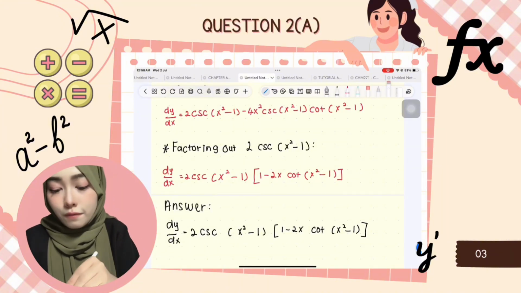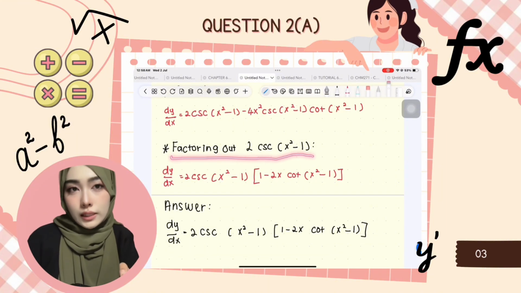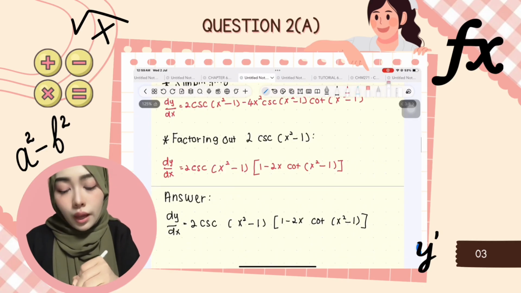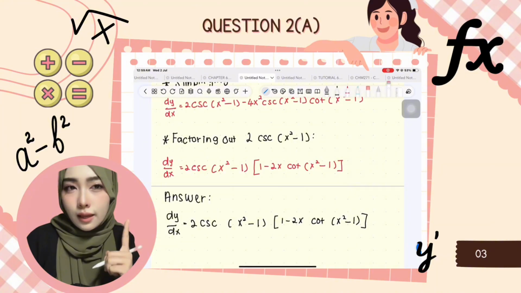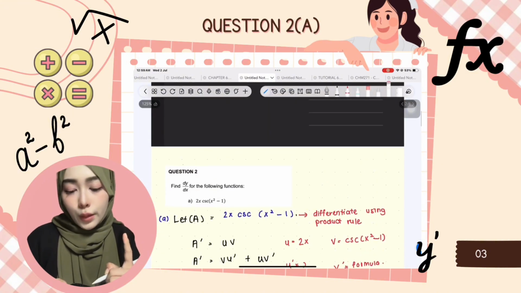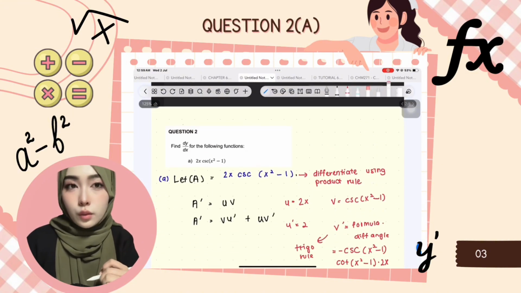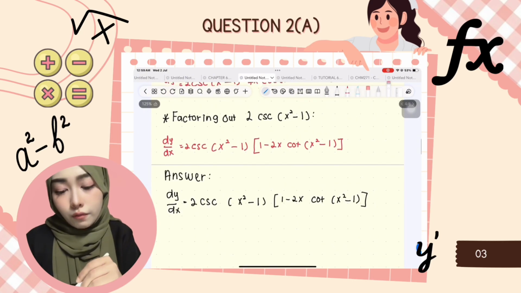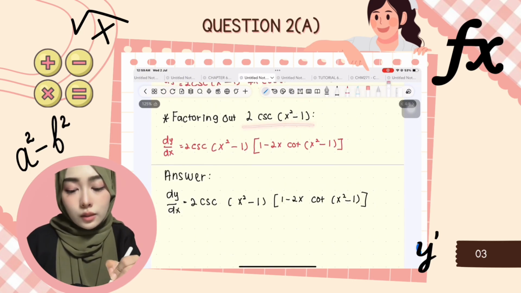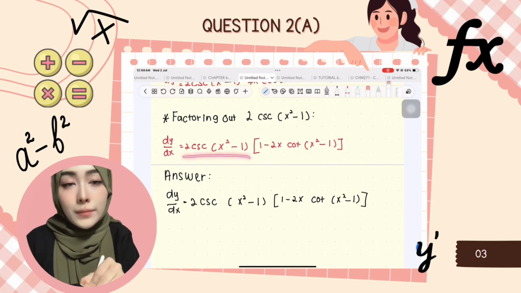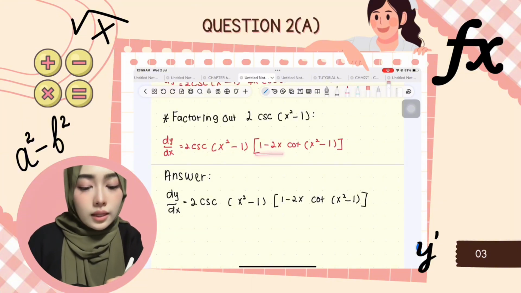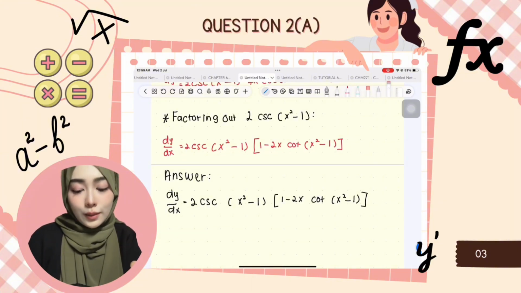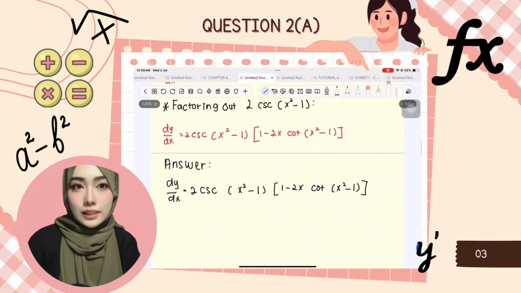So factoring out 2 cosec(x² − 1), we get dy over dx. We must write dy over dx as the subject, because the question asks us to find dy over dx. So factoring out 2 cosec(x² − 1), we will get 2 cosec(x² − 1) times (1 minus 2x cot(x² − 1)). So that is the final answer for this question.